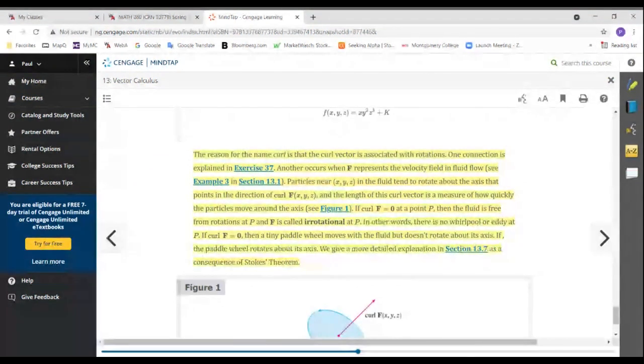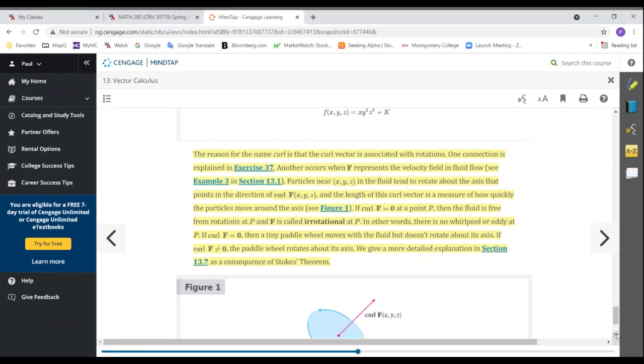Okay, so the reason for the name curl is that the curl vector is associated with rotations. If the vector field F represents a velocity field in fluid flow, you know, vector fields can represent gravitational fields, electrical fields, velocity fields, then the particles near (x, y, z) in the fluid tend to rotate about the axis that points in the direction of the curl.